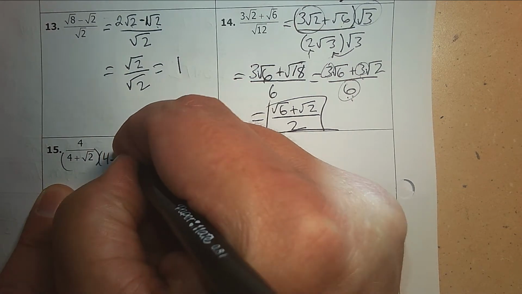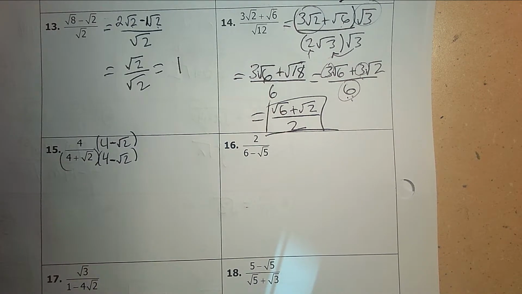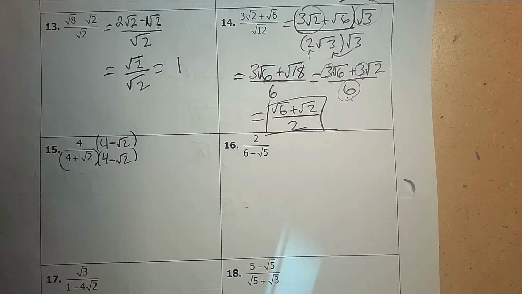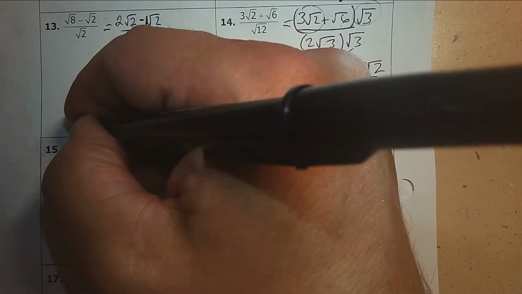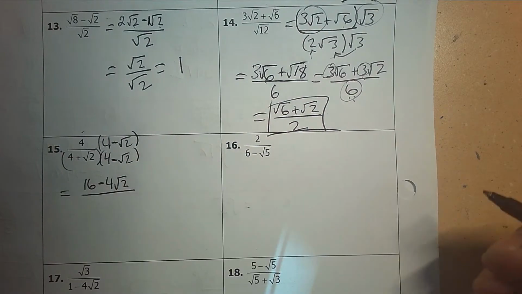4 minus root 2. So when we have a binomial on the bottom, 2 numbers, you can't just use the irrational number. You have to do the conjugate, or else it will stay irrational on the bottom. So what's the conjugate of 4 plus root 2? Good. So why did I do that? Because I had a binomial in the denominators. Yes? Okay. So can we multiply the top out? 4 times 4 is 16, and 4 times root 2 is 4 root 2.